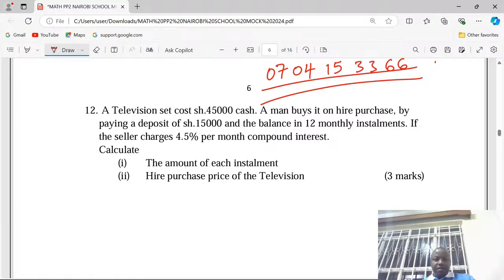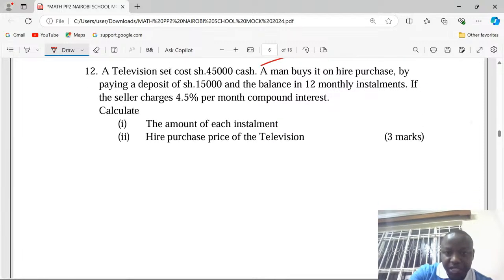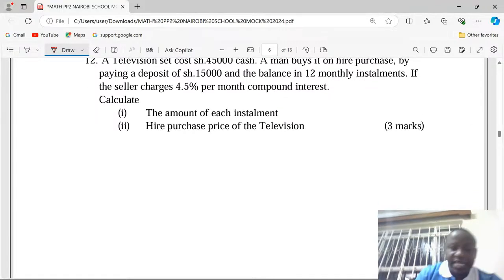Number 12. A TV set costs 45,000 cash. A man buys it on hire purchase by paying a deposit of 15,000 and the balance in 12 monthly installments. If the seller charges 4.5% per month compound interest, calculate part 1, the amount of each installment, and part 2, the hire purchase price of the TV set.